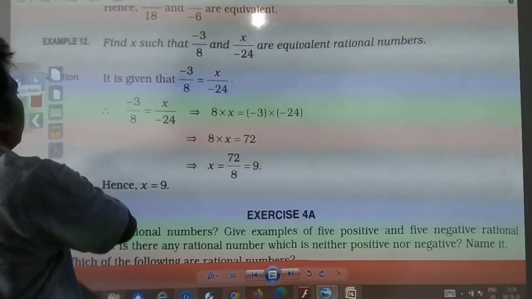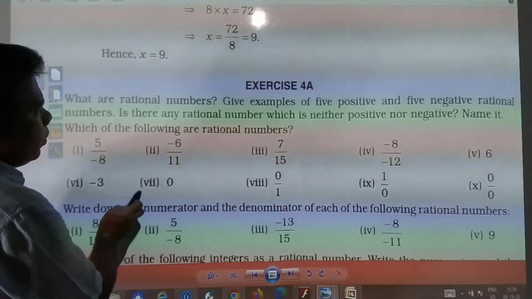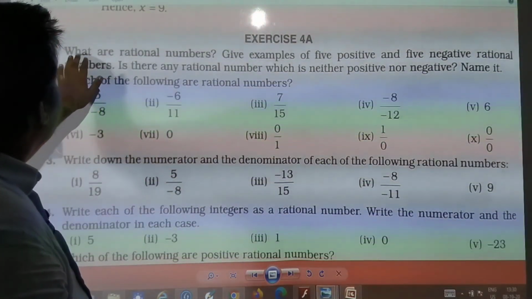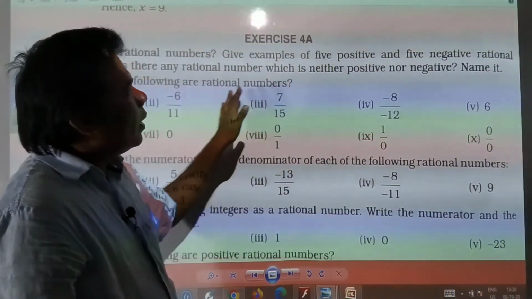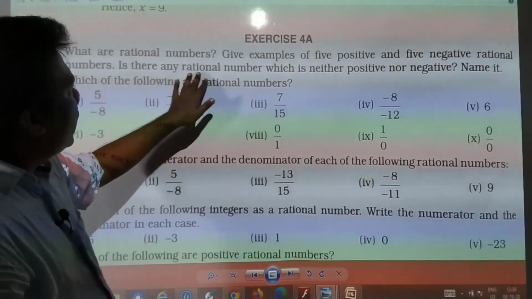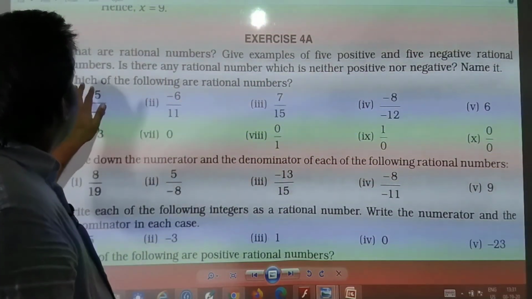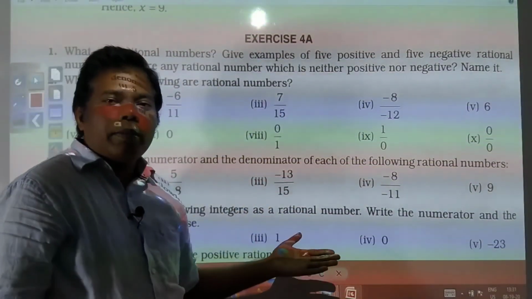So up to here I hope you understood all the things, and then you have exercise 4a. So just start solving, because very easy questions are there. What are rational numbers? Give examples of 5 positive and 5 negative rational numbers. Already you have studied in previous class. Is there any rational number which is neither positive nor negative? Name it. Which of the following are rational numbers? So these all the things you have done in previous classes.